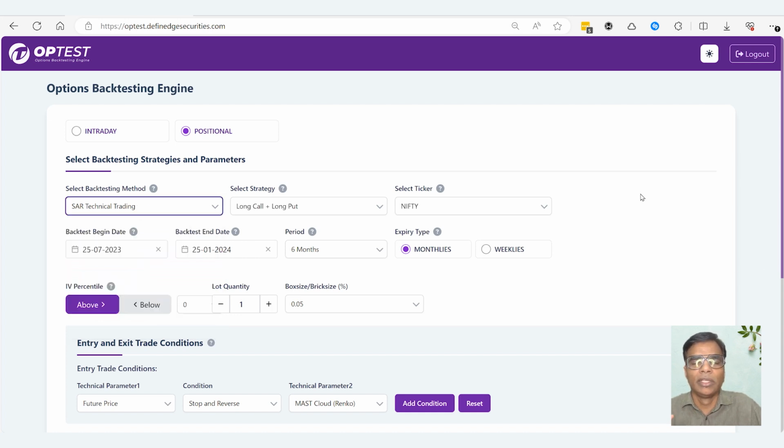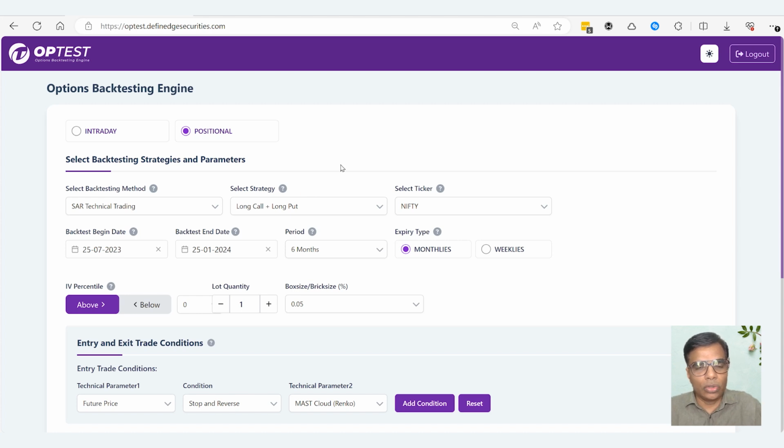SAR is nothing but stop and reverse. So if you're following a trend following trade, if you get a long signal, then you buy a long call option, and if you get a short signal, then you exit the long call option and enter a long put option. Now that is called stop and reverse. So you enter a long call, you stop when you get a short signal, and you enter a long put. And again, when you get a long signal, you stop your long put and enter a long call. That is called stop and reverse. So we are going to see how we are going to backtest this method.